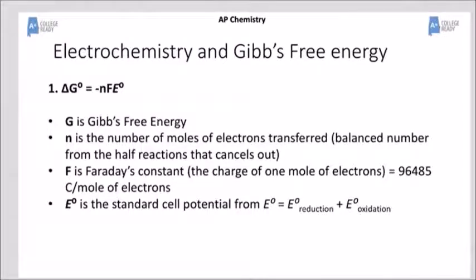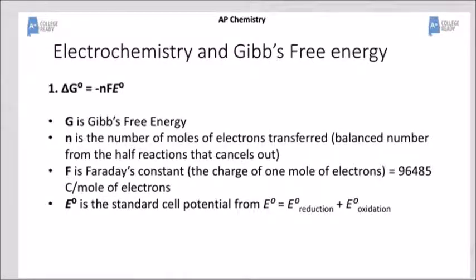So G is Gibbs free energy. N, we saw it's part of the Nernst equation. You are expected to know that. And all these are defined on the formula sheet as well. N is the number of moles of electrons that are transferred. This is the balanced number from the half reactions that cancels out. Because if we have one half reaction losing 2 electrons and one gaining 3, what would you plug in for N? You can't plug in 2 or 3. You would plug in the balanced value, which would be 6.